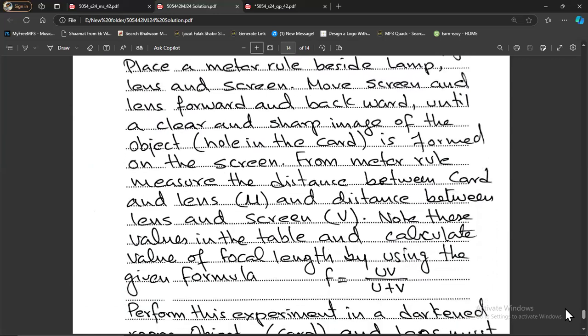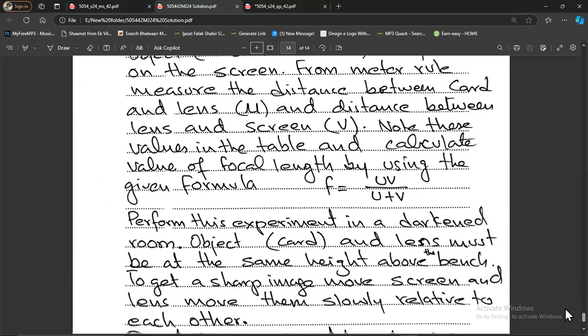Move the screen and the lens forward and backward until a clear and sharp image of the object hole in the card is formed on the screen. From the meter rule, measure the distance between the card and the lens, and that will be U, distance between the object and the lens, and the distance between the lens and the screen, that will be V, the distance between the image and the lens. Note these values in the table and calculate the value of the focal length by using the formula F equals UV divided by U plus V.